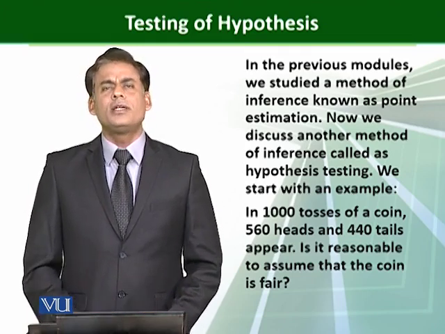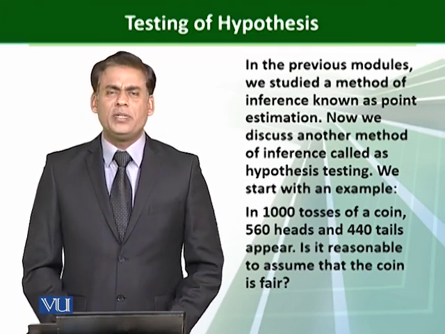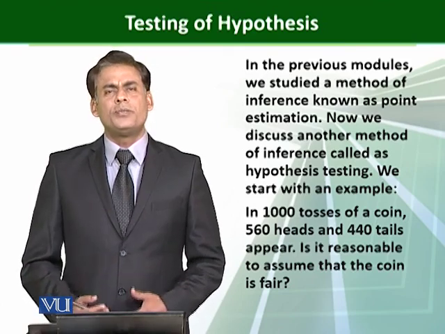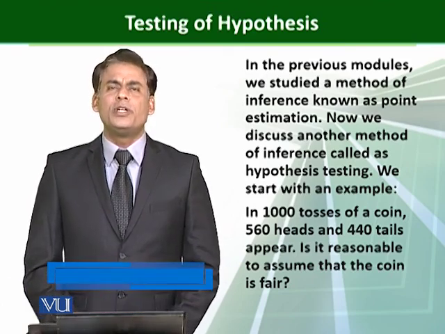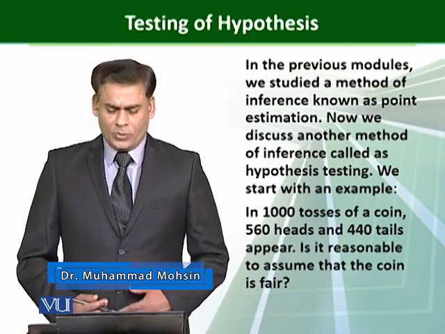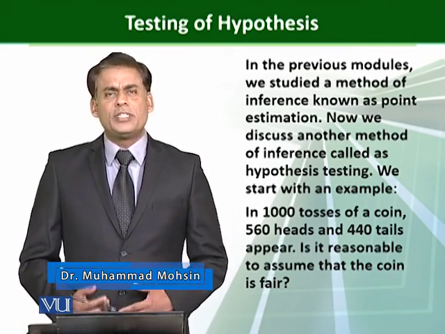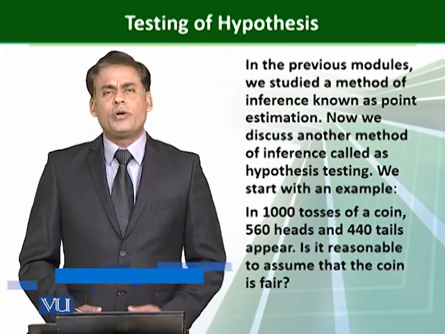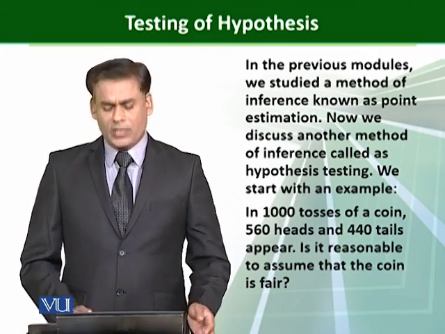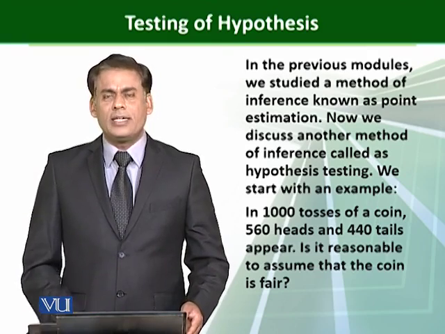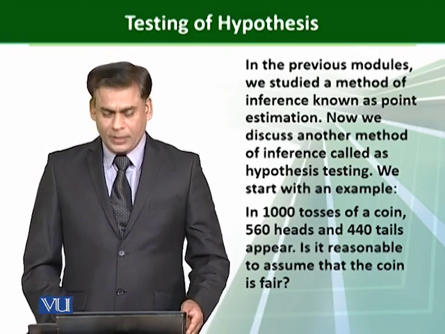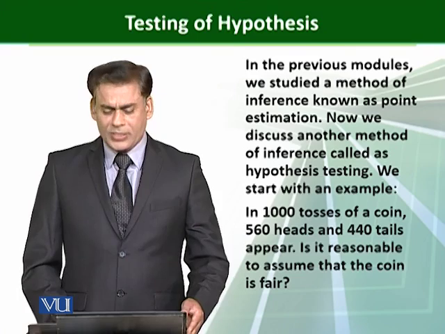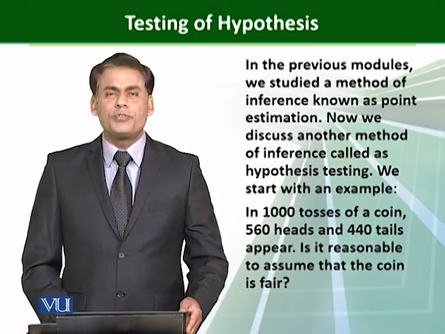But when we are talking about the statistical hypothesis, it means some sort of assumption or assertion about the population parameter. To understand this concept, we start with a simple example, that is, in 1000 tosses of a fair coin, it is observed that 540 are heads and 460 are tails. Now the question is, is it reasonable to assume that the coin is fair?